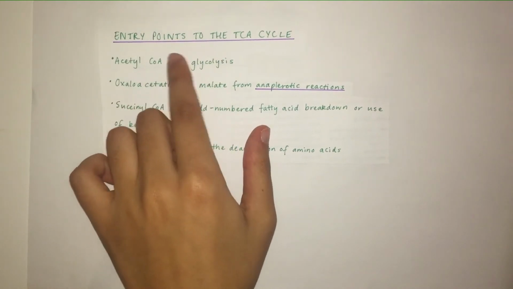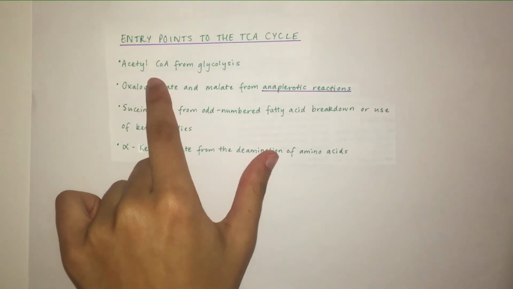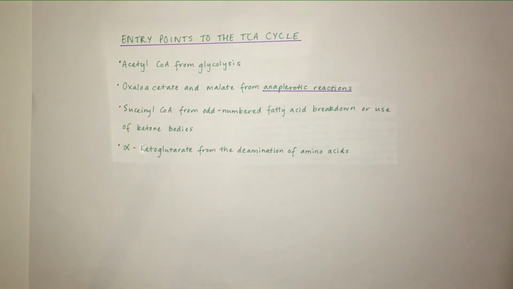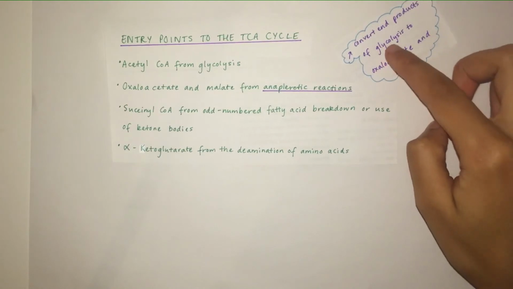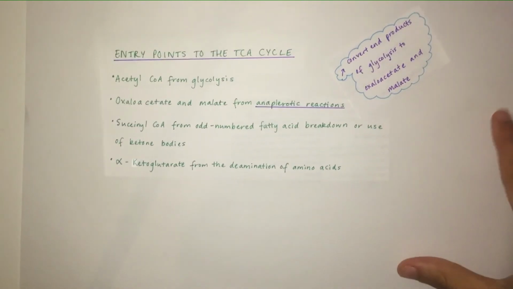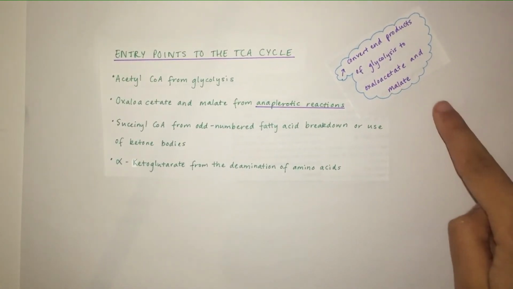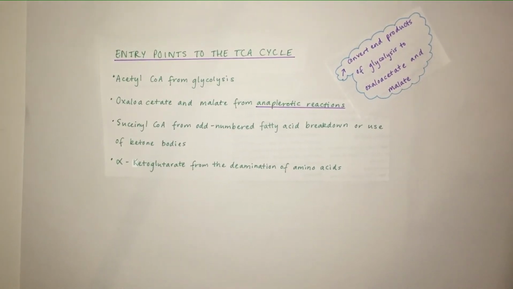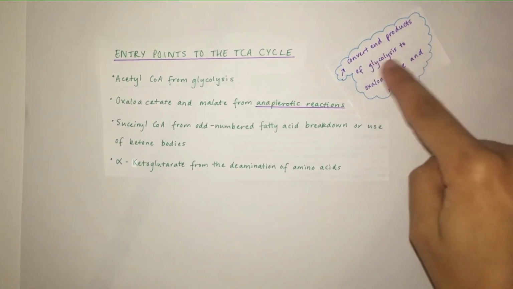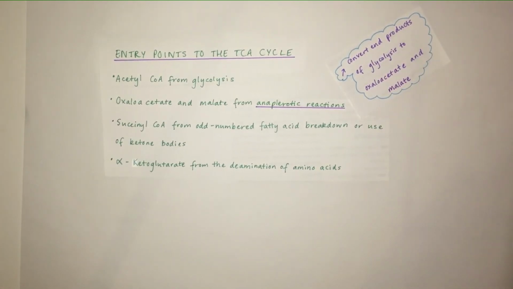So the entry points to the TCA cycle. Acetyl-CoA can come from glycolysis. Oxaloacetate and malate can come from anaplerotic reactions. I have another video on that. So anaplerotic reactions basically convert the end products of glycolysis, which is pyruvate and PEP, to oxaloacetate and malate, which feeds into the TCA cycle.